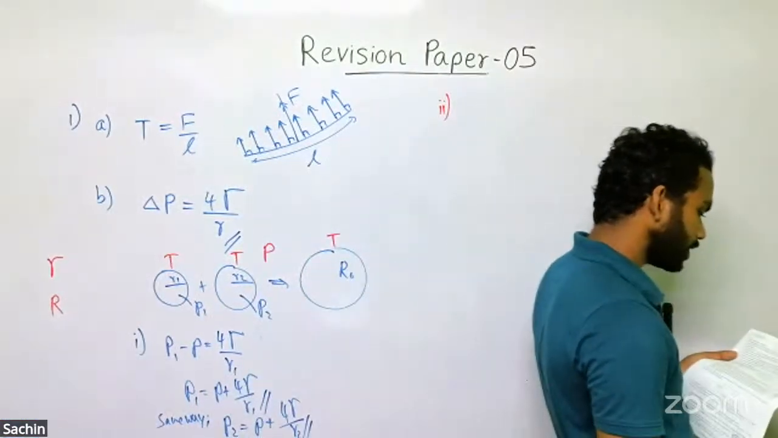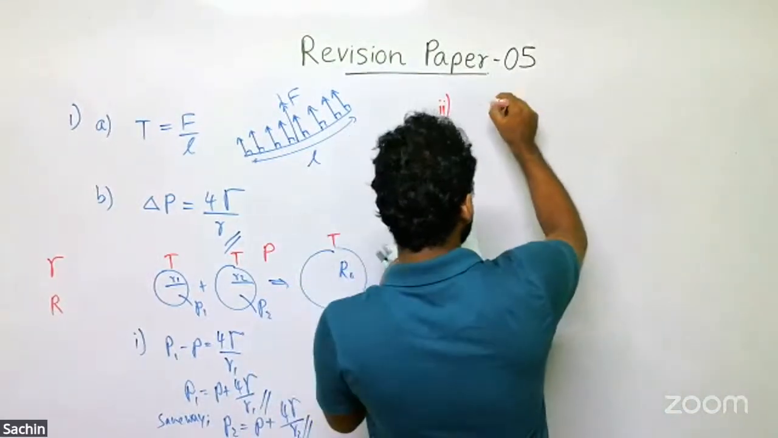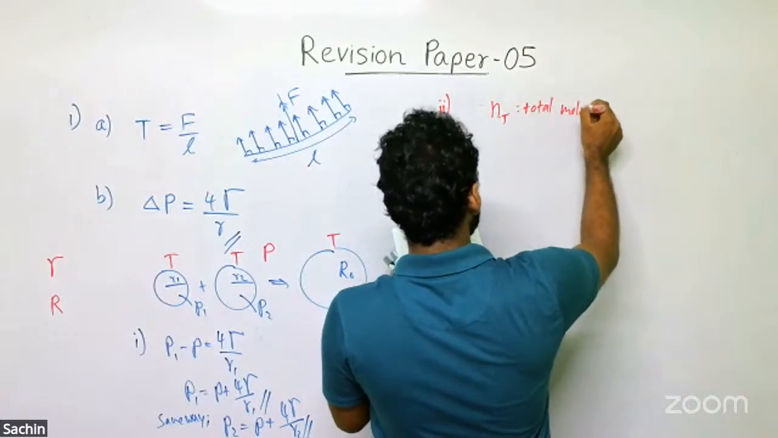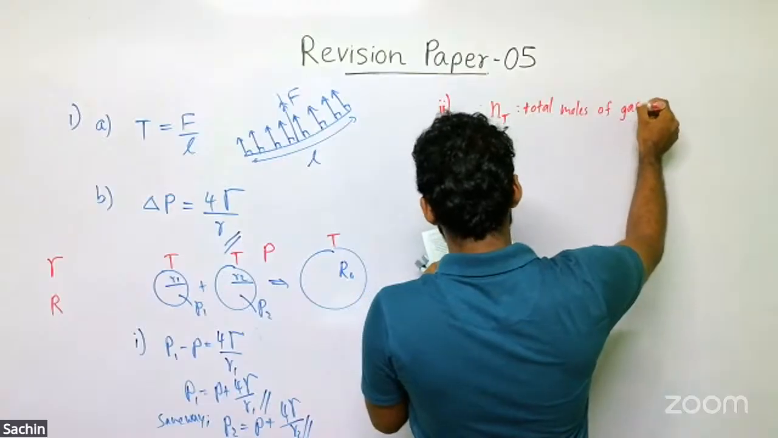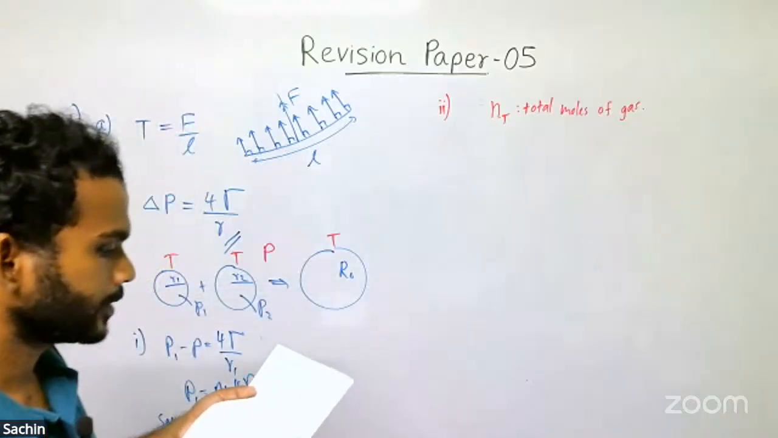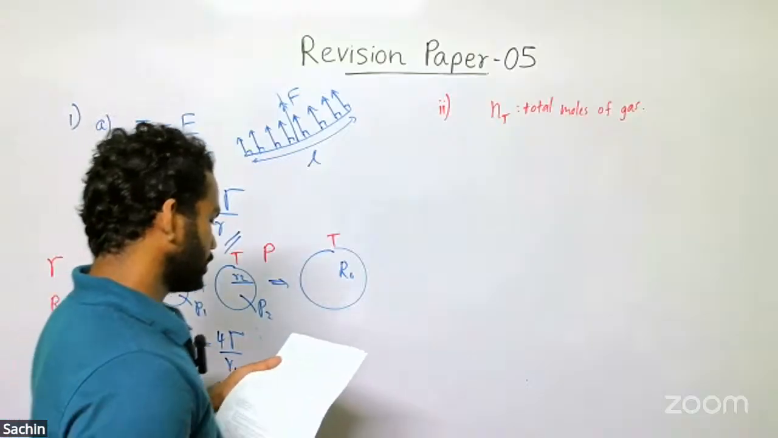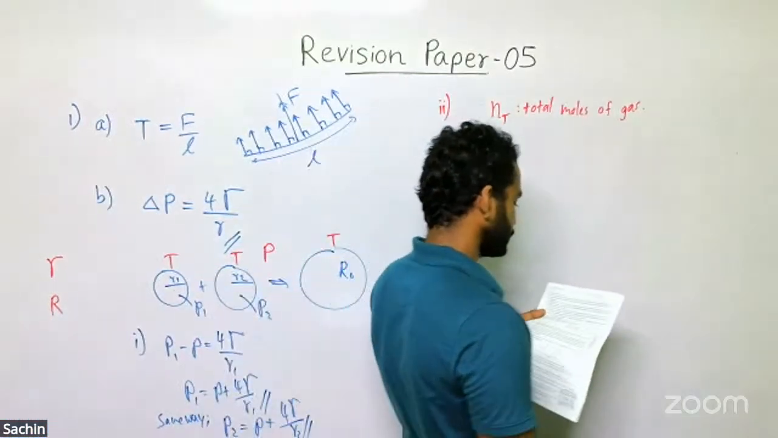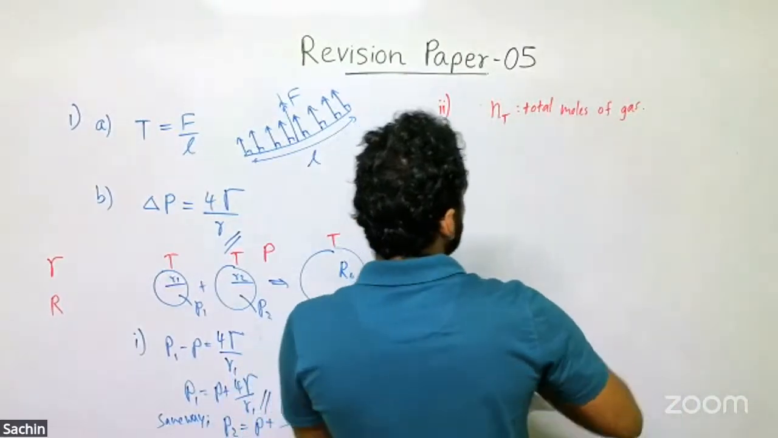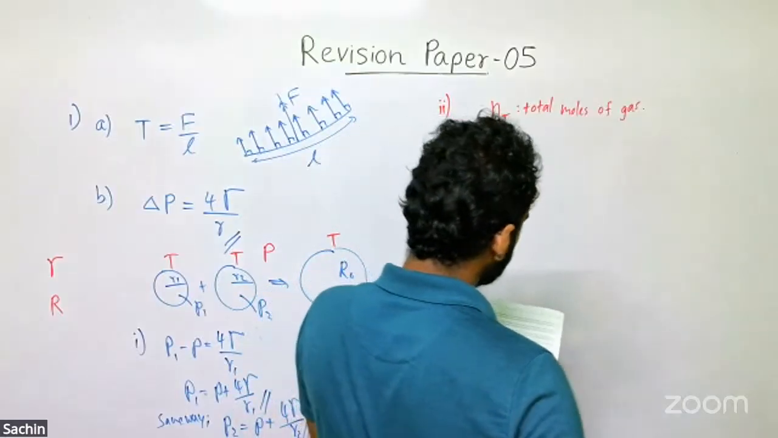Write an expression for the total number of moles of gas inside the combined bubble, that is they have used a simple N_T, total moles, in terms of P1, P2, R1, R2, capital R and capital T. Okay. So how do you obtain? They have again given a hint. Use the ideal gas equation.